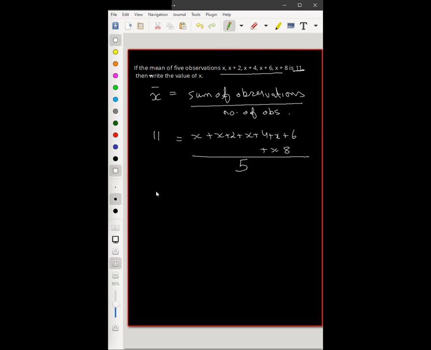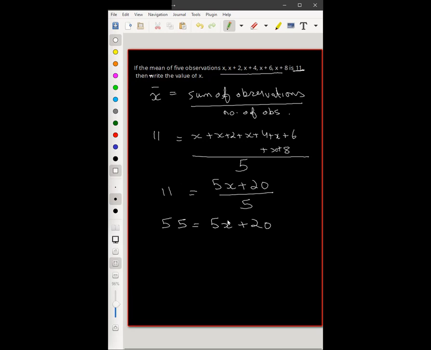Right? What is the total of this right hand side on top, Sharon? Sir, 4x plus 20. 1, 2, 3, 4. How 4x? Sorry, 5x plus 20. So 5x plus 20 upon 5 is equal to 11. How do we solve this? Sir, we will take 5 to the other side, so it will be 11 into 5, which is 55. Yes, sir.